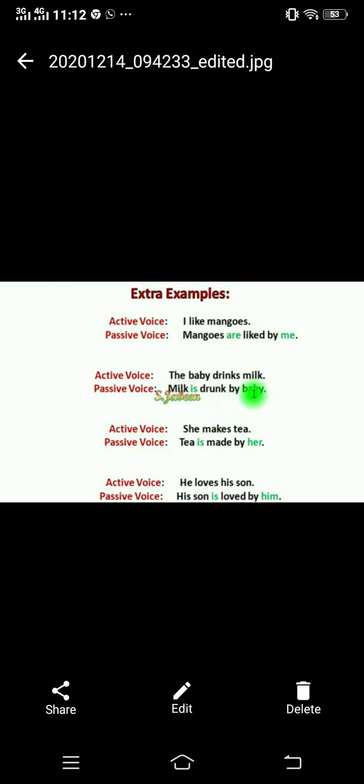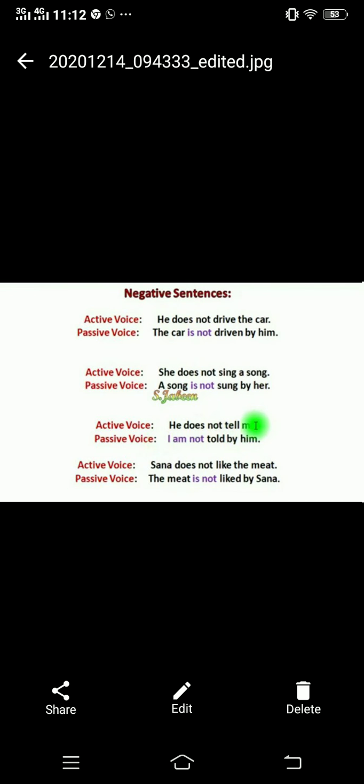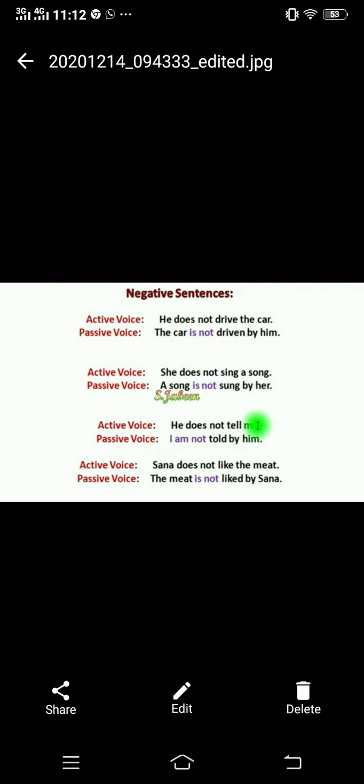The baby drinks milk. Milk is drunk. This is the third form of the verb drink. Milk is drunk by the baby. She makes tea. Tea is made by her. He loves his son. His son is loved by him. In negative sentences, in active voice: he does not drive the car. The car is not driven by him.